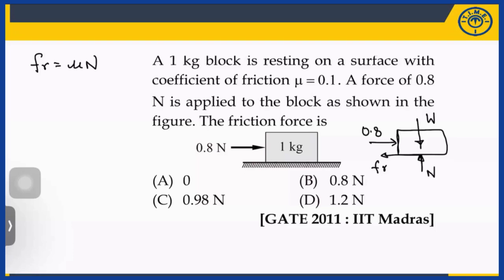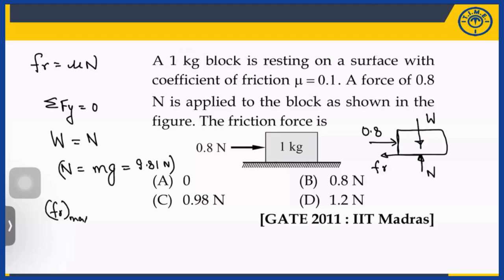Okay. So that means if you take the summation of force in y direction as 0, what are the forces acting? W is equal to N. So what is the N value? W is nothing but M into G, because if 1 kg mass is given, the N value you are getting is M into G, which is nothing but 9.81 Newton. Now, the maximum value of friction force you already know, which is equal to mu into normal reaction. Mu value is 0.1, times 9.81. What is this value? 0.981 Newton or 0.98 Newton.